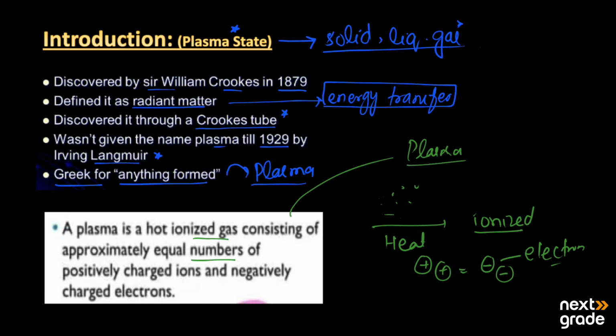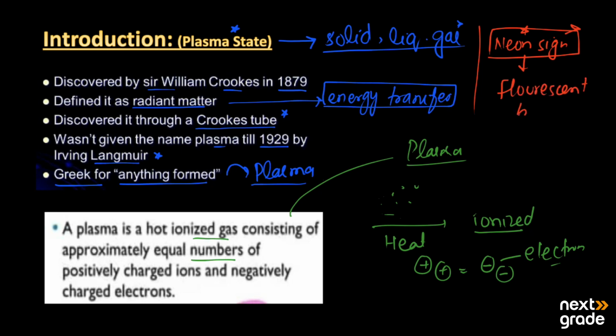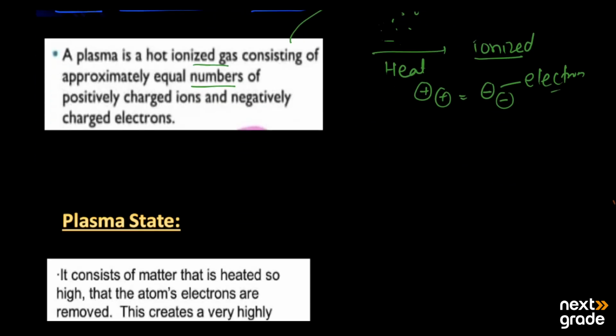We have a lot of examples around us. A simple example is neon signs. The electric charge passes through neon gas and produces the lighting of the signs. This is a form of plasma. Then we have fluorescent bulbs. These fluorescent bulbs also glow due to the plasma state of matter.